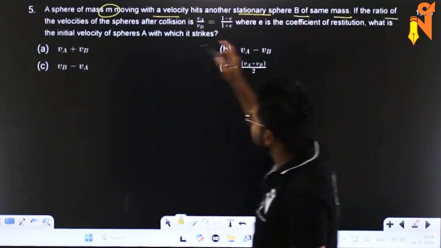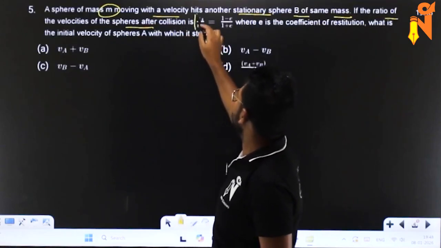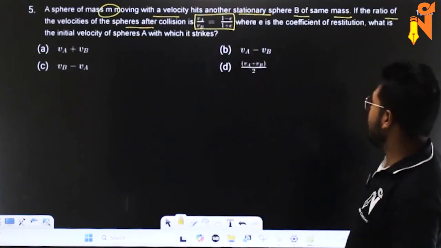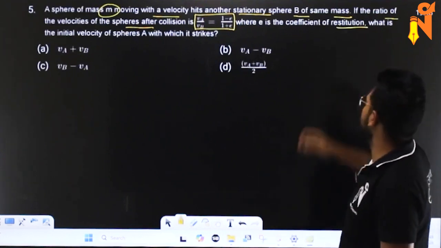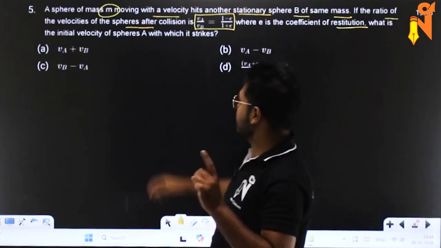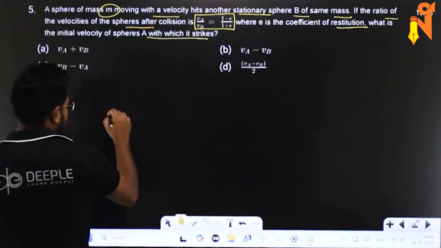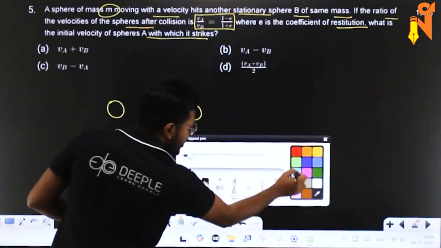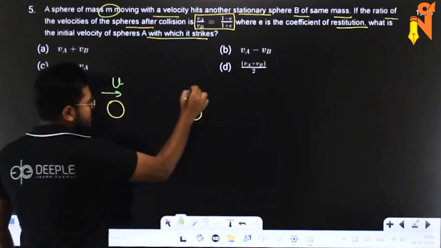If the ratio of the velocities of the spheres after collision is VA by VB equal to (1 minus e) by (1 plus e), where e is the coefficient of restitution, you all know. What is the initial velocity of sphere A with which it strikes? So let us try to recreate the scenario. So we see that, say, this thing was going with some u and this thing was at rest.